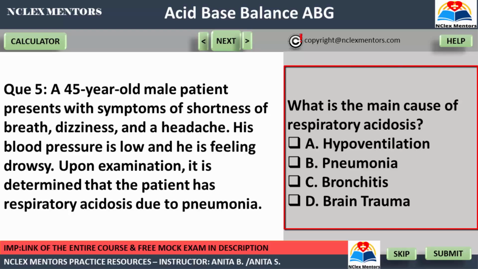The options for this question given on the screen are Option A, hypoventilation. Option B, pneumonia. Option C, bronchitis. Option D, brain trauma. I will give you some time to go through the question and the options. You can see the timer running on the upper right-hand corner of the screen, but if you need more time, you can pause the video as well.